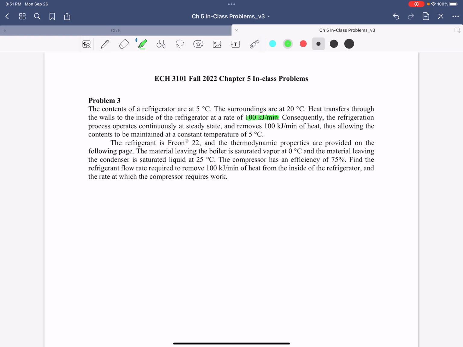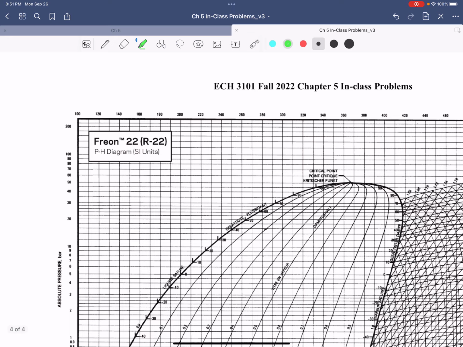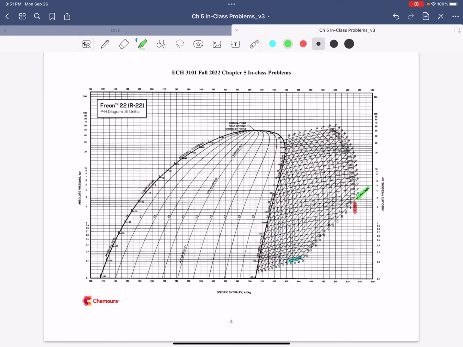We're looking at this refrigeration process when it operates at steady state. Once again, it's going to remove 100 kilojoules per minute of heat from the contents inside, allowing the contents to stay at 5 degrees Celsius. The refrigerant cycling through the refrigerator is Freon 22, and its thermodynamic properties are depicted here on this refrigeration properties plot, and we'll look at it more in depth later on.